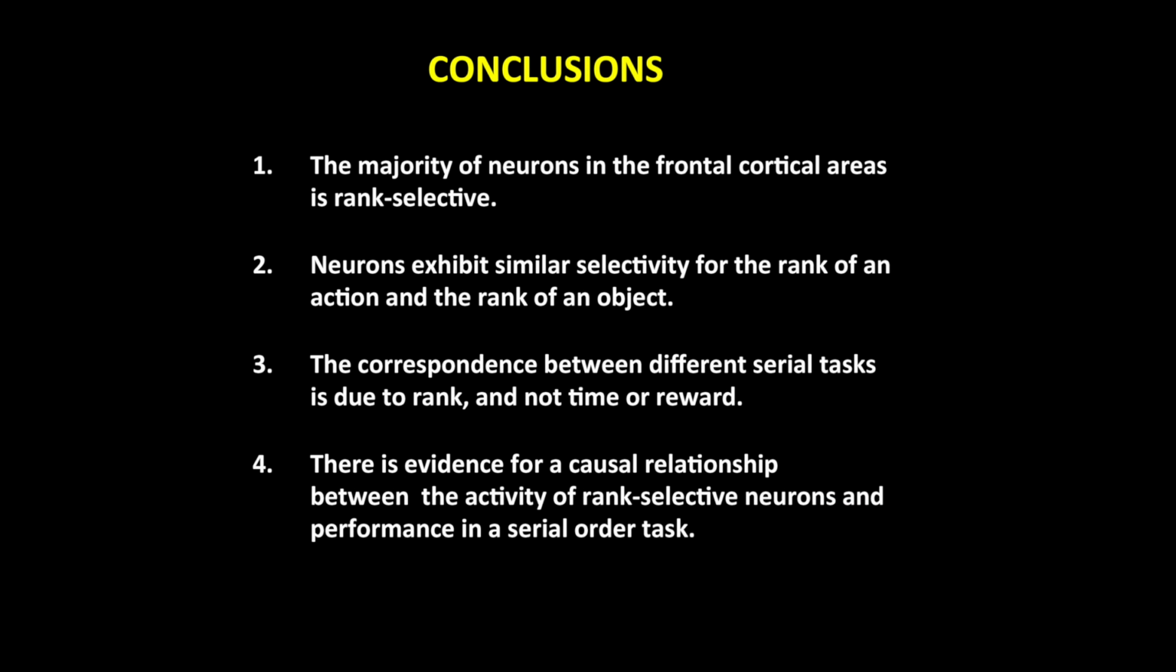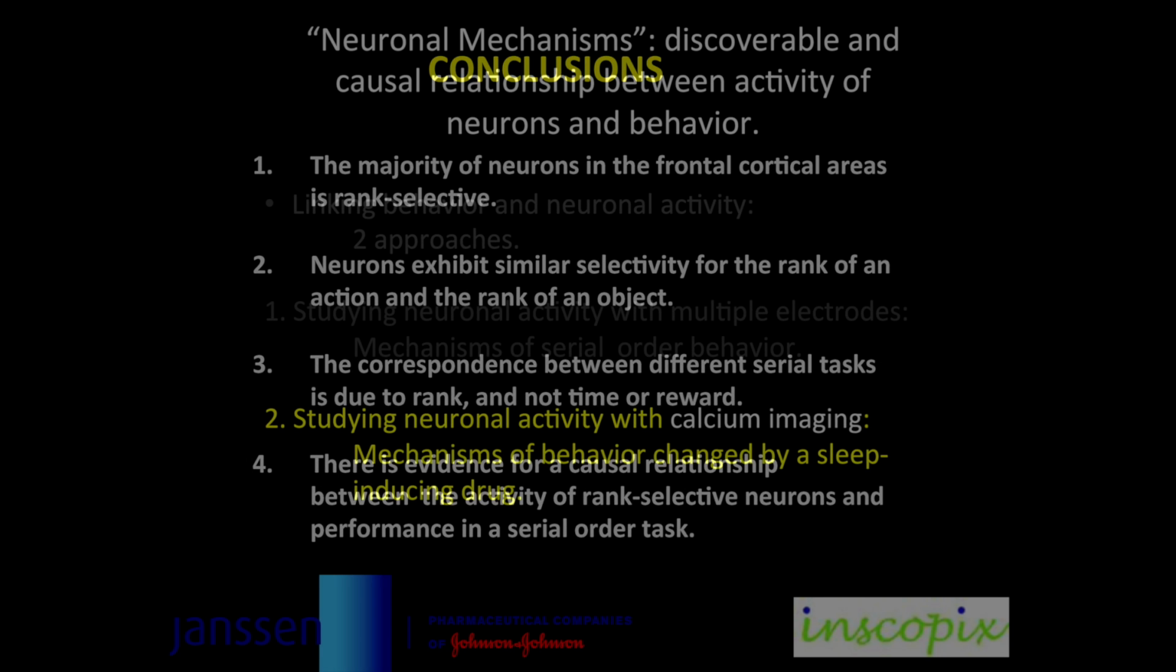We learned that the majority of neurons in the frontal cortical areas are rank selective. Neurons exhibit similar selectivity for the rank of an action and the rank of an object. The correspondence between different serial tasks seems to be due to the rank and not other confounding factors such as time and reward. And finally, there is some evidence for a causal relationship between the activity of rank-selective neurons and performance in the serial order tasks.